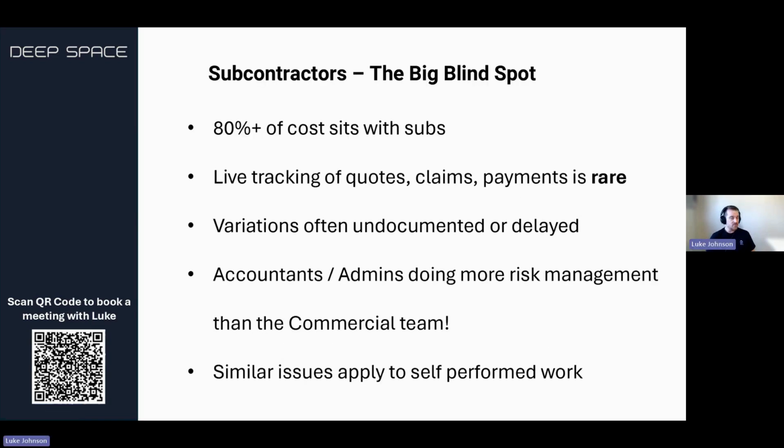And subcontractors are really a big blind spot, right? Because we mentioned so much of your contract value sits with your subcontractors, particularly if you're in that style of business where you're primarily doing project management, cost management, and you're doing mostly subcontracted work.